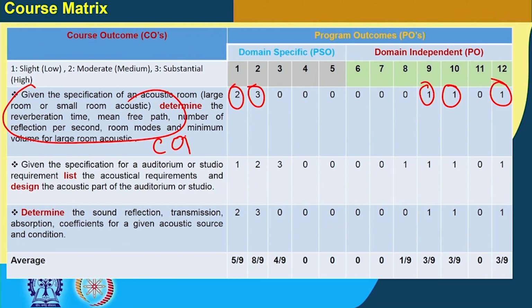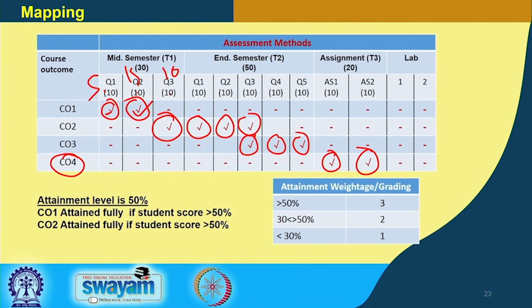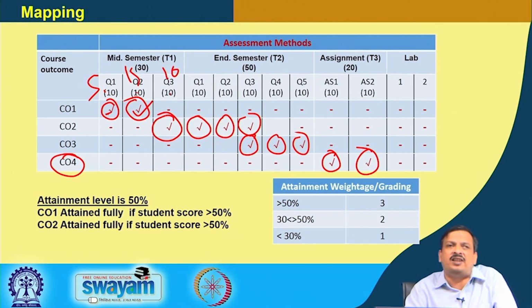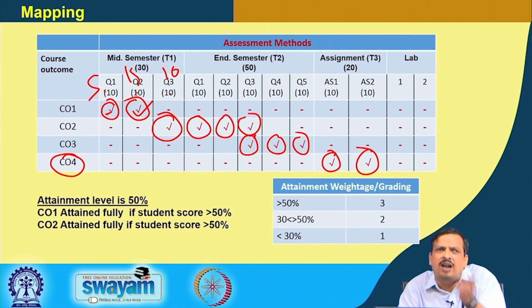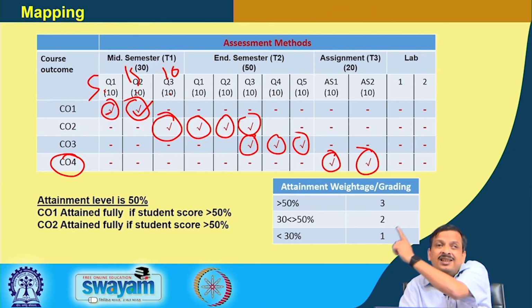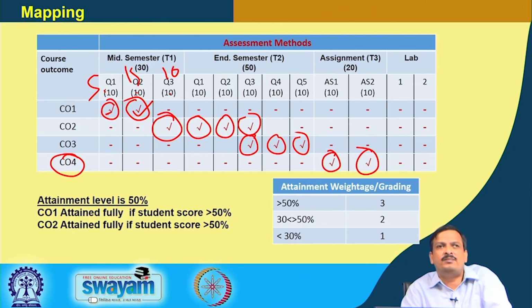Now, once I say attainment of the CO or attainment of the course matrix, that means I have to prove that if a student attains CO1, he attains PO number 1, 2, 9, 10 and 12. So, what does 9 say? Individual and teamwork. What does 10 say? Communication skill. What does 12 say? Lifelong learning.